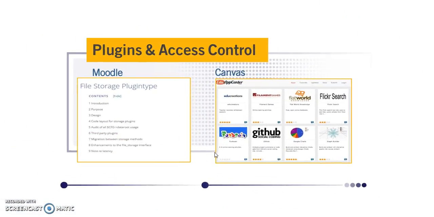Plugins and access control. Again, Moodle is very forthright, speaks specifically to plugins. Canvas, on the other end, does not. I did not find anywhere on their website where they specifically talked about plugins or gave us any information as far as how we need to utilize plugins within our course. I did find that they provide this little App Center, which is an LTI, but again, it is an extension, but it is not a plugin.